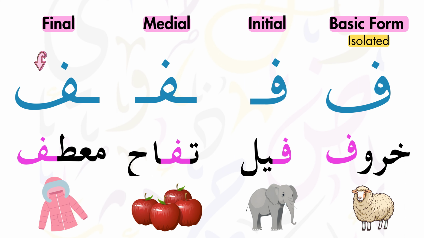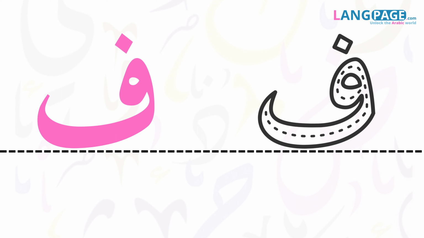Now, let's see how to write the letter Fa. First, I have the basic line to write on it. I go a little above, do a circle, go down, stretch to the left, and a little curve. Then put one dot above the circle.